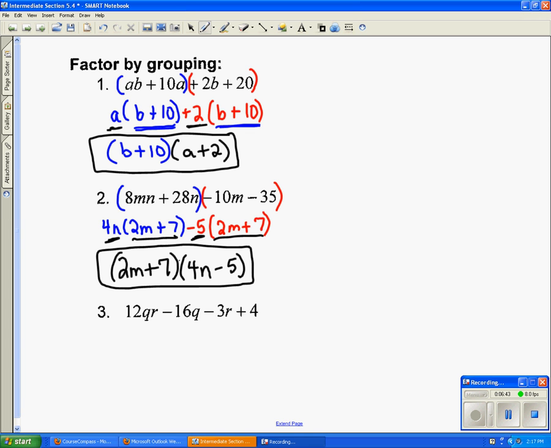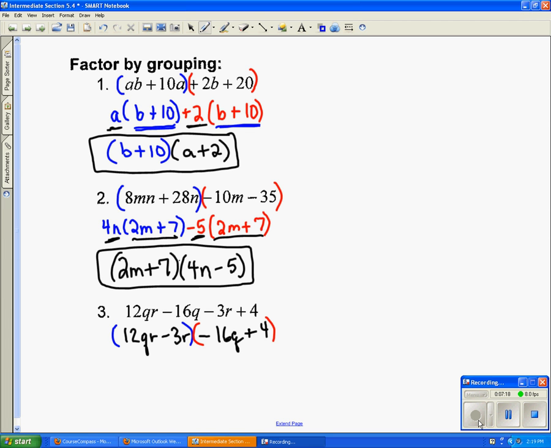Our last one, we're going to group these first two and group the second. Nope, we see that 3r minus 4 doesn't have anything in common, so we're probably going to have to rewrite this to group it. So we're going to pause for a minute and see what we need to do. So I'm going to rearrange the order of this to 2qr minus 3r minus 16q plus 4, so that now I can group these first two and they have a common factor, and then these.